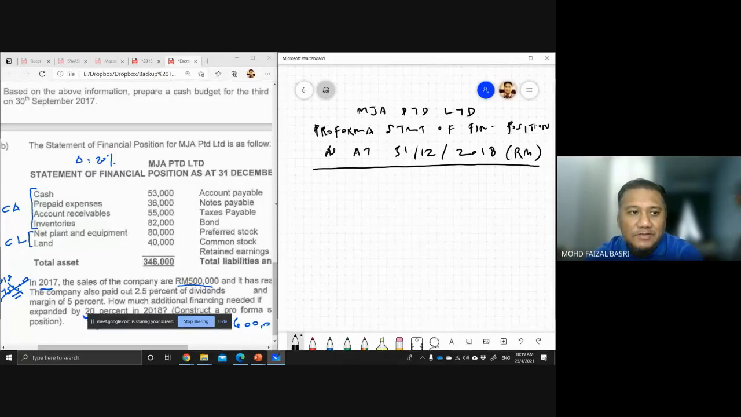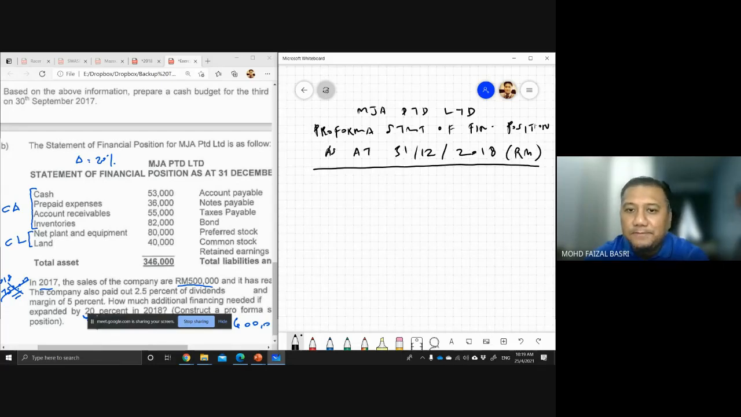First we're going to start with current assets. Current assets are the 4 items: cash, prepaid expenses, account receivable, inventories. So this would be the rule. Rule untuk current assets, we're going to increase our current assets by the percent. Every item under current assets kita akan increasekan by 20%, ataupun dalam mana-mana soalan, based on percentage yang dia nak increase tu. So untuk soalan ni is 20%. Therefore, we're going to increase every item under current assets by 20%.